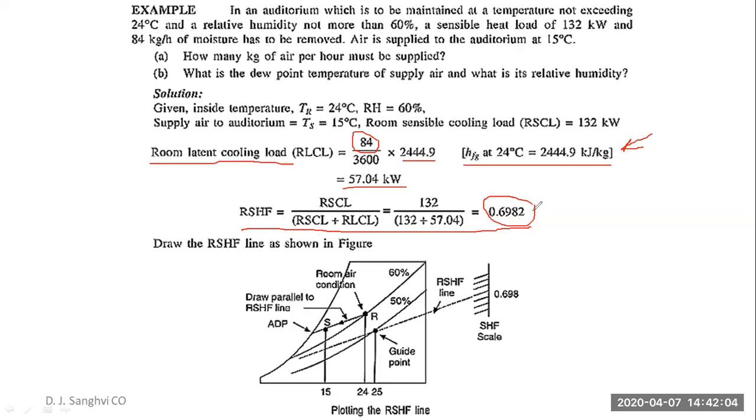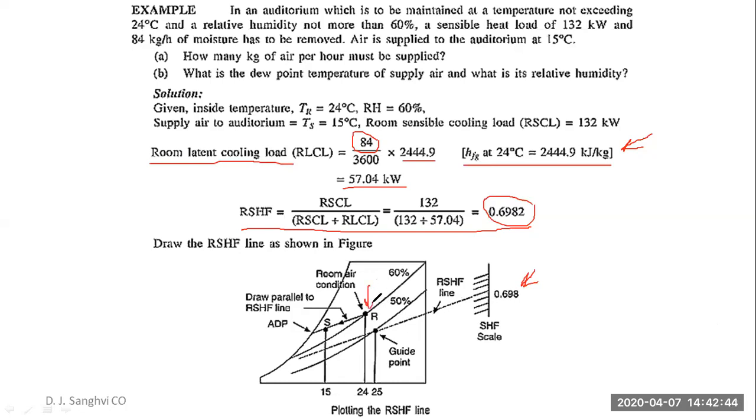So after evaluating RSHF as 0.6982, you will try to locate this point on your psychrometric chart, and you'll try to draw this line from the alignment circle. Has everyone drawn this line? Sir, one second. So now you locate the room condition on the psychrometric chart.